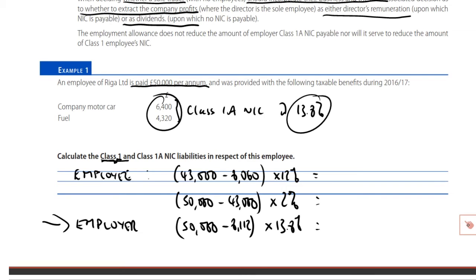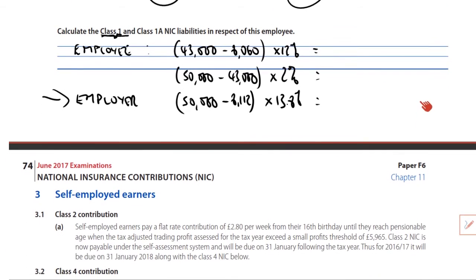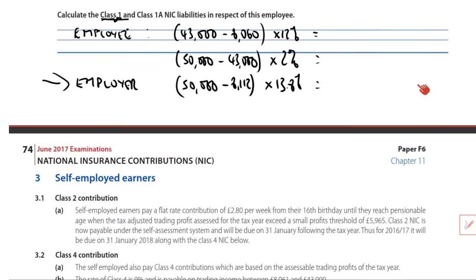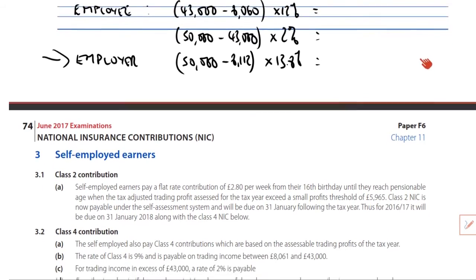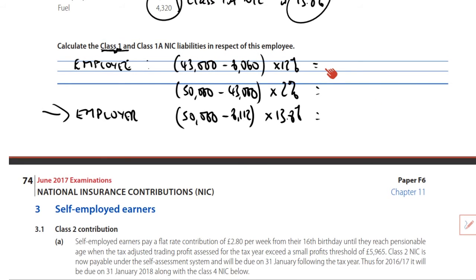Okay, so Class 1 and Class 1A contributions we should now be able to deal with, whether we're dealing with the employee or the employer. But again, be forewarned, read the question very carefully as regards what really is the requirement. By the way, you can check through with the model answer: put your numbers through your calculator, make sure you're happy with those, and check with the model answer in the back in the example answers. But that's just use of a calculator.